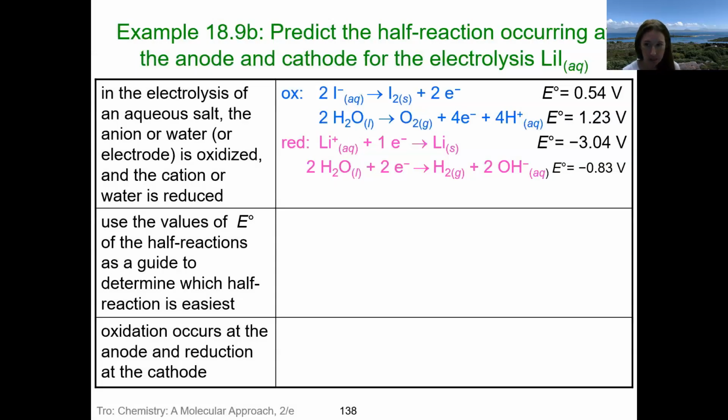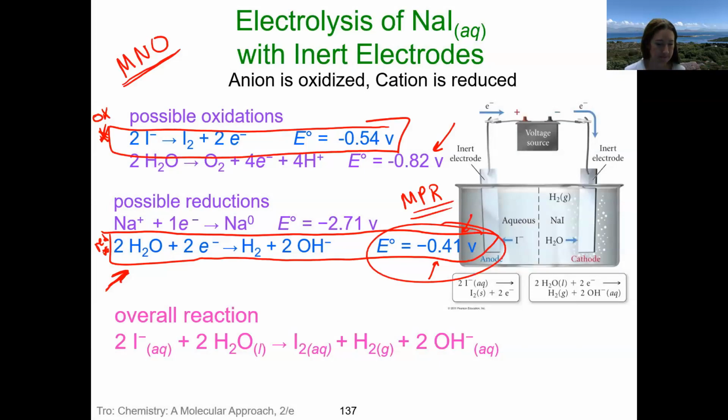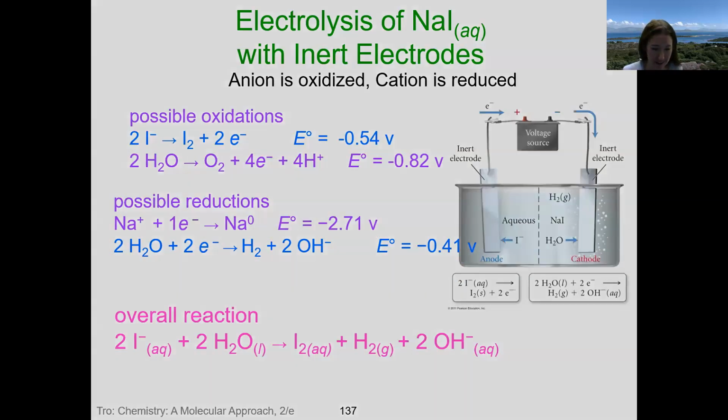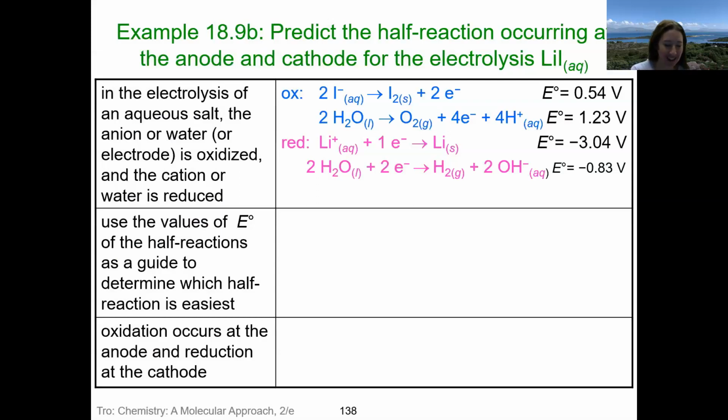Okay, so I'm going to let you think on this one and we're going to go over it together. Oops, look at that, I gave you part of the answers. So I gave you the possible choices for oxidation and I gave you the possible choices for reduction. I just want you to tell me which one happens at the anode and which one happens at the cathode.